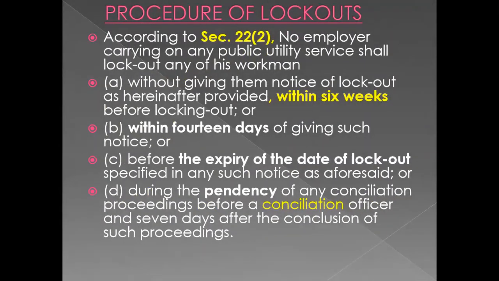Now we'll go for the procedure for lockout. According to Section 22(2), no employer carrying on any public utility service shall lock out any of his workmen during these conditions. The same conditions applied for strike apply here: six weeks prior notice before locking out, and after giving the notice, they have to wait 14 days. Also, before the expiry of the date of lockout specified in the notice, or during the pendency of conciliation or adjudication proceedings, and seven days after the conclusion of such proceedings, no lockout can occur. These are similar to those of a strike, and the section number is 22.